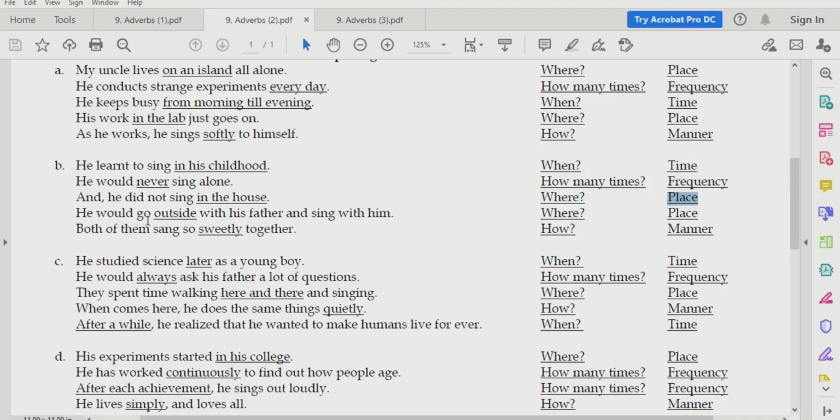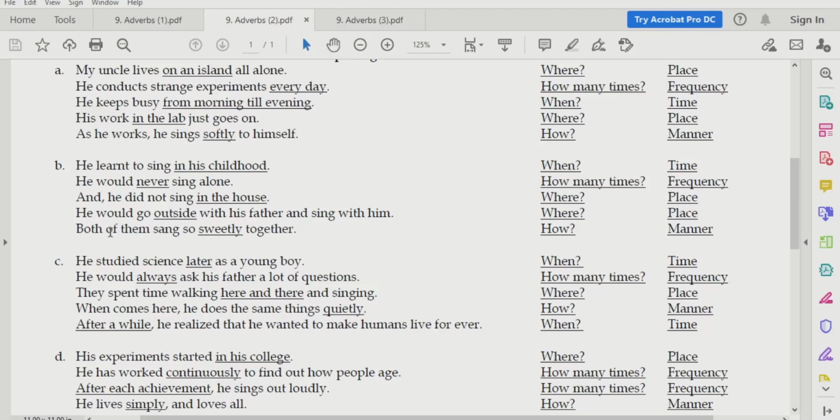Next one, he would go outside with his father. I will not explain to you all the extra parts in the sentences. For example, over here we have a long sentence, but I will explain to you only the main things. He would go outside with his father. वो अपने पिता के साथ कहाँ जाता था? He would go outside. Where? And it is adverb of place.